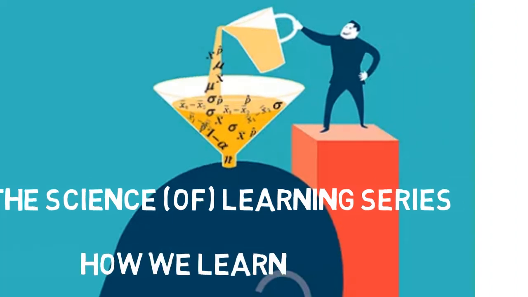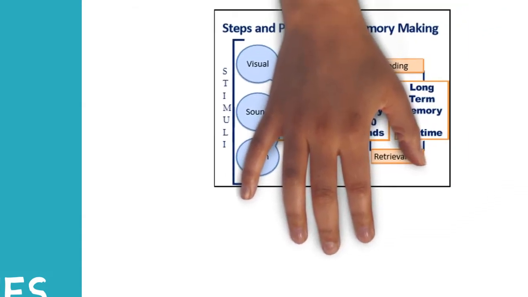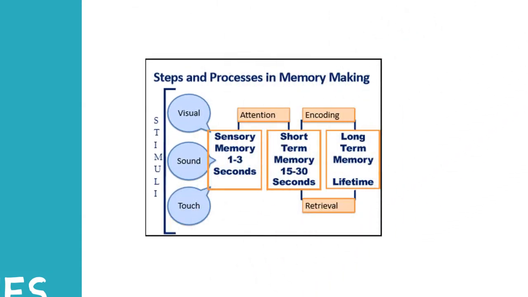There are three main parts of memory: encoding, storage, and retrieval. Encoding is how information is taken in, understood, and then altered into storage. This encoded information is first stored in short-term memory, and then, if needed, is stored in long-term memory.